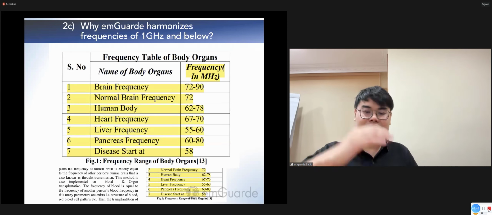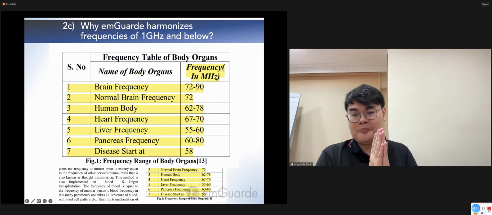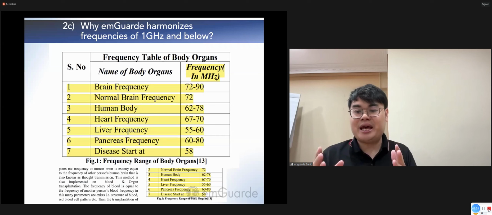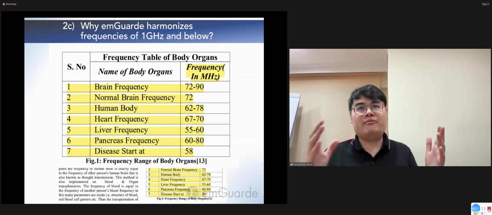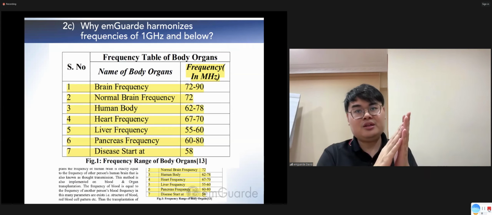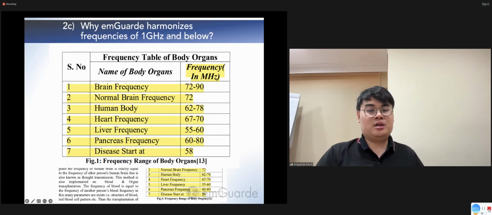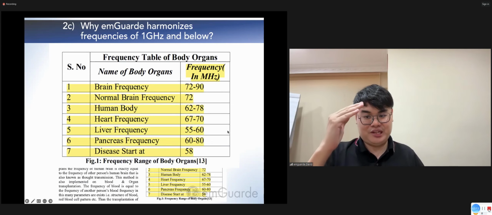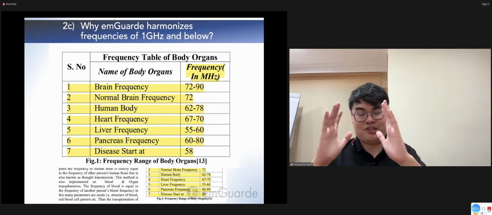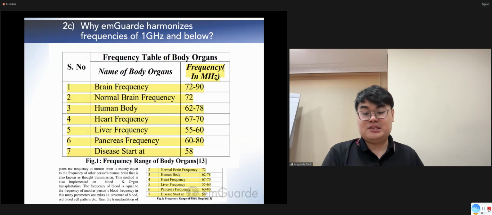Okay, now going back to these body organ frequencies, it makes sense why the FCC states that between 30 to 300 megahertz it has the most restrictive limits, meaning it's considered dangerous. Because 30 to 300 falls between your human body organs' aggregate frequencies. If you notice, all these 72, 90, and so on fit between 30 and 300. So this is why you're getting all these symptoms whenever you're bombarded by radiation within these frequencies.